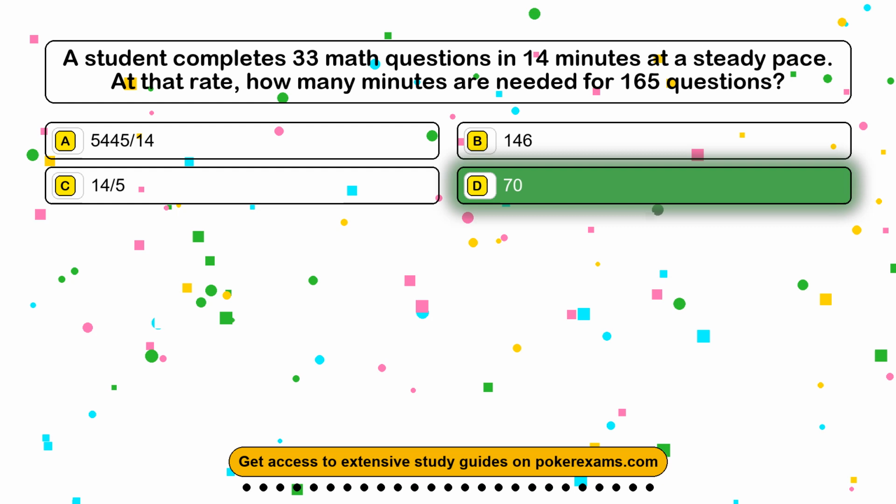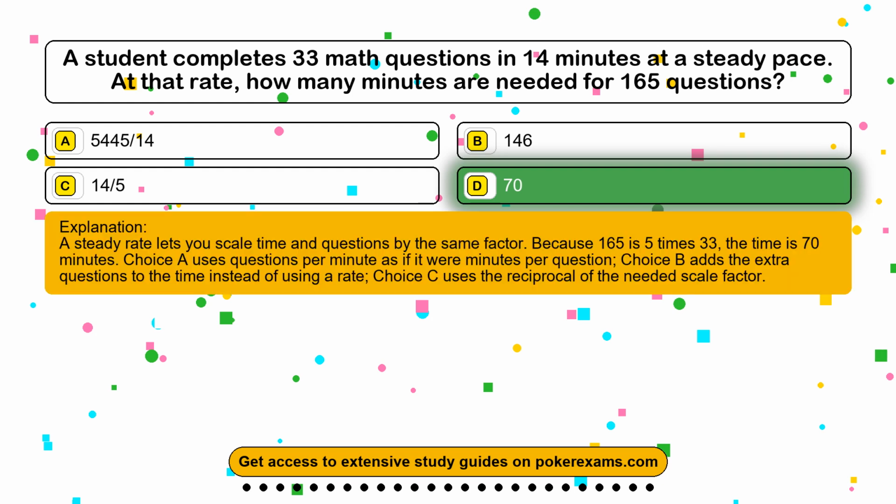The correct answer is option D, 70. A steady rate lets you scale time and questions by the same factor. Because 165 is 5 times 33, the time is 70 minutes. Choice A uses questions per minute as if it were minutes per question. Choice B adds the extra questions to the time instead of using a rate. Choice C uses the reciprocal of the needed scale factor.